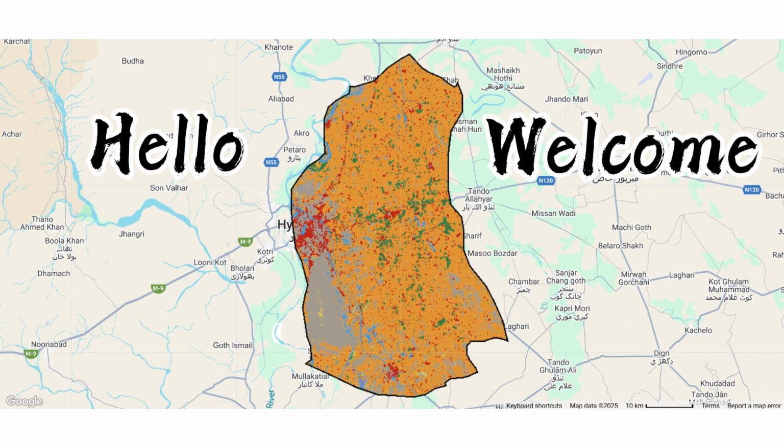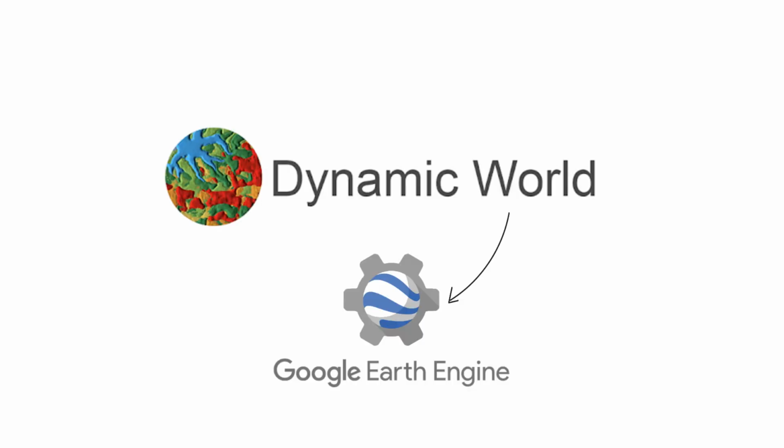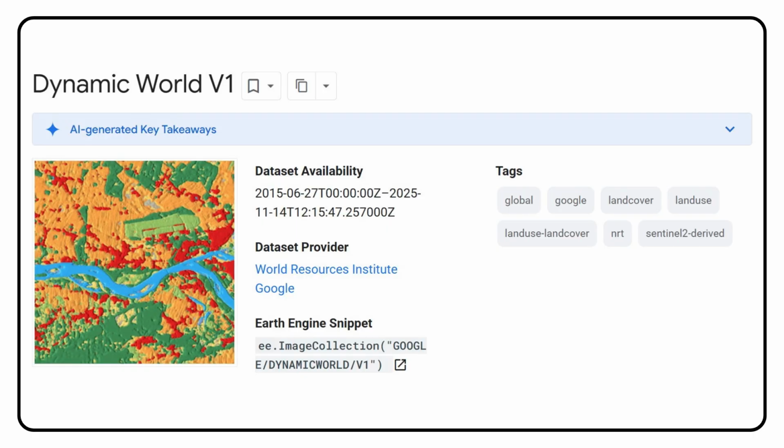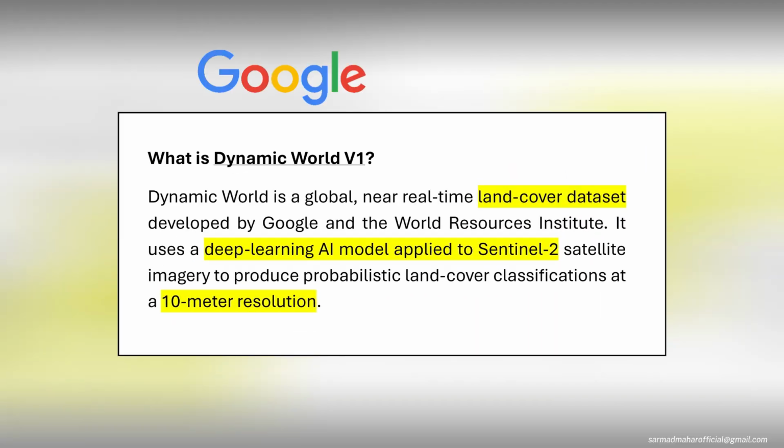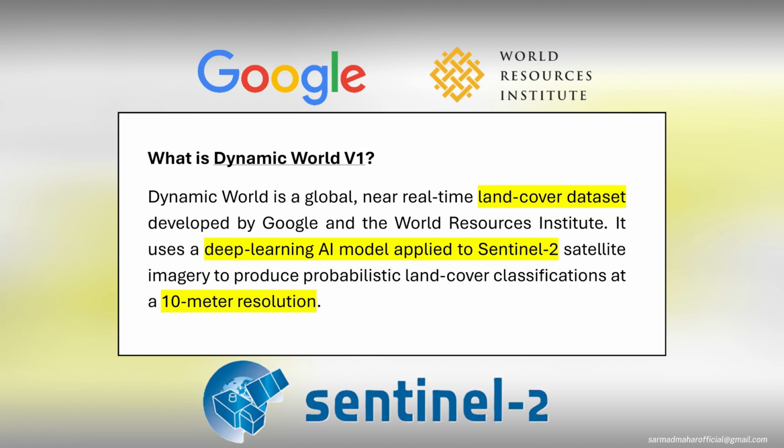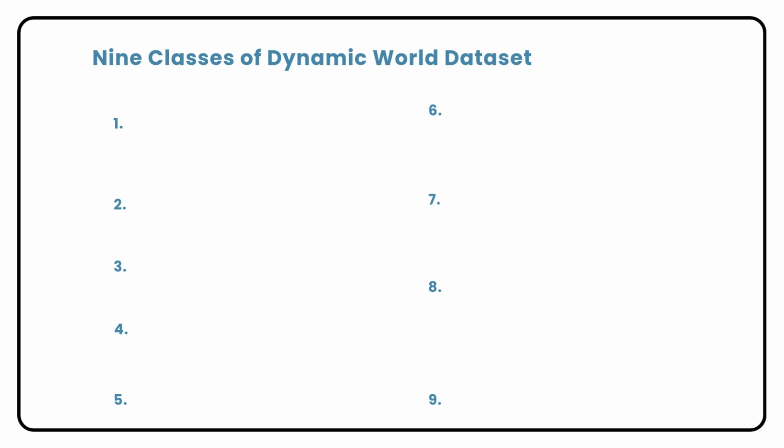Hello and welcome. Today I'm going to show you how you can visualize and export Dynamic World version 1 data from Google Earth Engine. It is a classification dataset that has been developed by Google and World Resources Institute. It is a near real-time dataset that has been produced from Sentinel-2 imagery at 10-meter resolution. This dataset divides data into 9 classes.